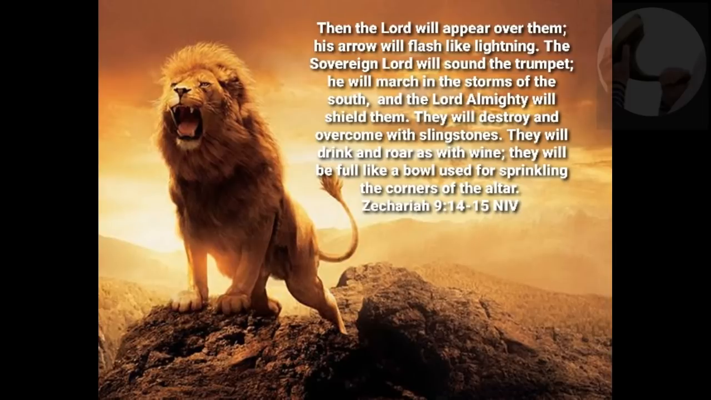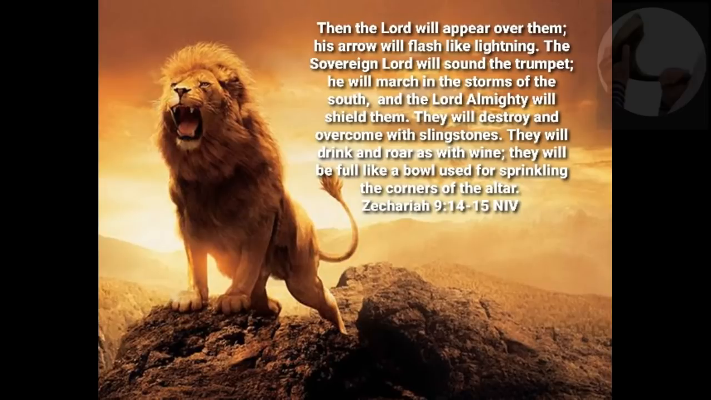Then the Lord will appear over them. His arrow will flash like lightning. The sovereign Lord will sound the trumpet. He will march in the storms of the south, and the Lord Almighty will shield them. They will destroy and overcome with sling stones. They will drink and roar as with wine. They will be full like a bowl used for sprinkling the corners of the altar. Zechariah 9, verse 14 to 15.